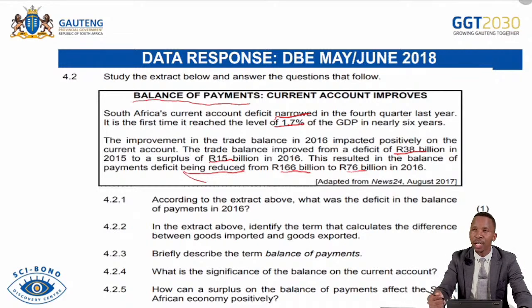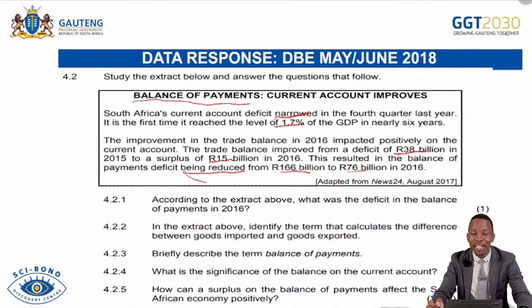Then you can try to check questions in there, because we have underlined some of these things. They are part of questions and part of answers in there. According to the extract above, what was the deficit in the balance of payments? It has been underlined. And then in the extract above, identify the term that calculates the difference between goods imported and goods exported. And then it's also in here. And then we continue now.